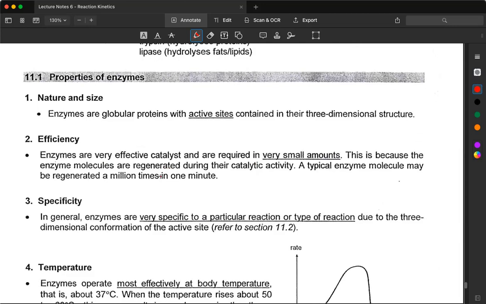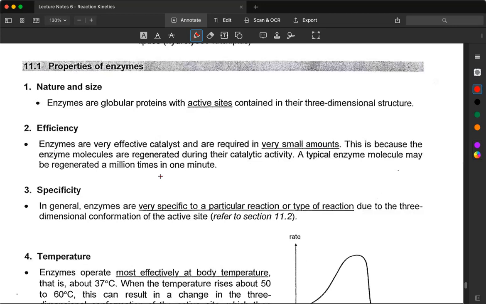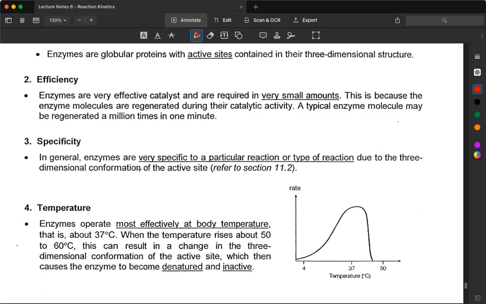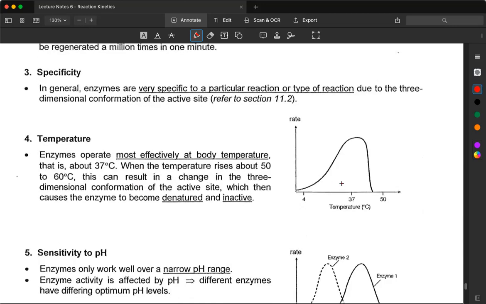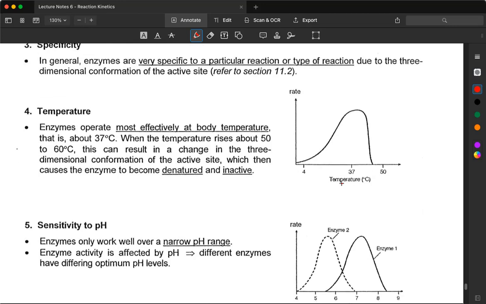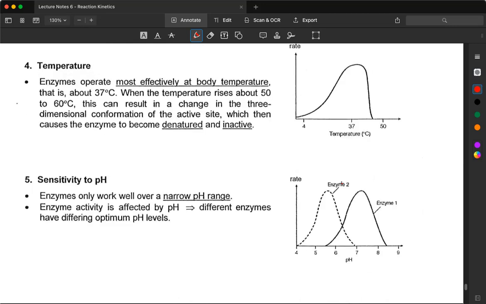Because the enzyme molecules are regenerated, you can regenerate 1,000,000 times in 1 minute. So in general, enzymes are very specific to a particular reaction due to the three-dimensional conformation. As for temperature, it operates most effectively at body temperature, but when it rises above 50 to 60, it will cause a change in the 3D conformation. The enzyme becomes denatured or inactive. Okay, and enzymes are sensitive to pH.